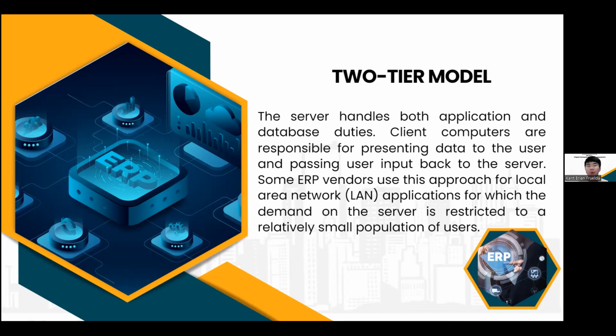Also, the two-tier model of server configurations in an ERP system refers to the way that systems architecture is organized to manage and process data. In this model, there are two primary tiers or layers: first, the client tier and the server tier. Here's why this model is used and its benefits.